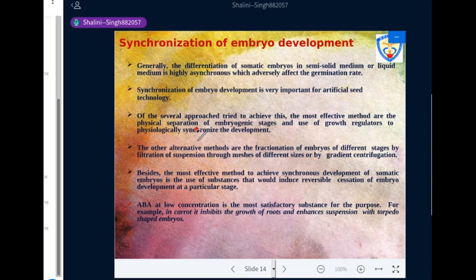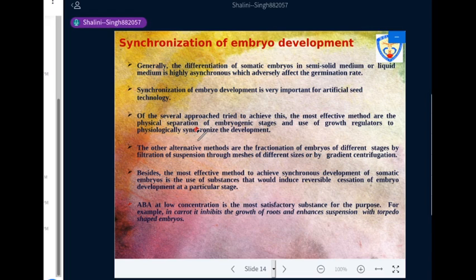Generally, the differentiation of somatic embryos in semi-solid medium or liquid medium is highly asynchronous, which adversely affects the germination rate. Synchronization of embryo development is very important for artificial seed technology. Of the several approaches tried to achieve this, the most effective methods are the physical separation of embryogenic stages and the use of growth regulators to physiologically synchronize the development.